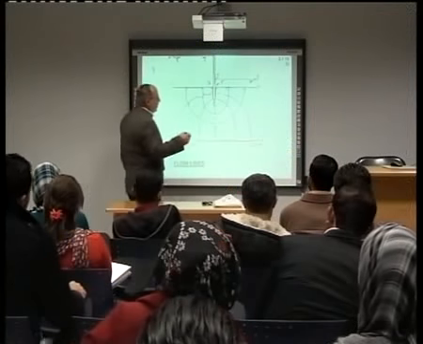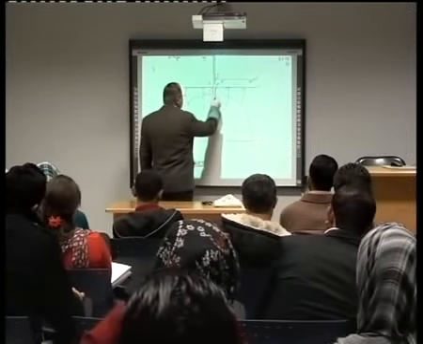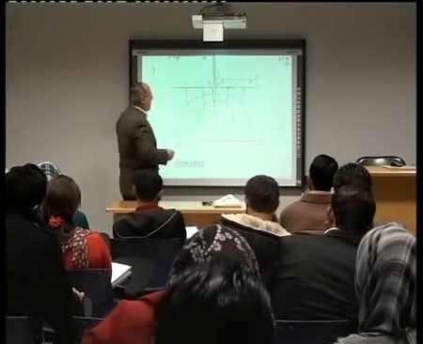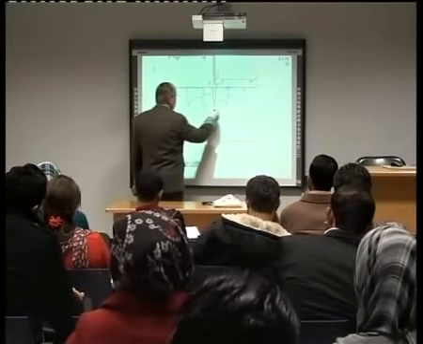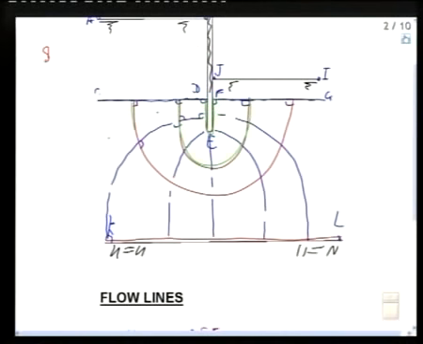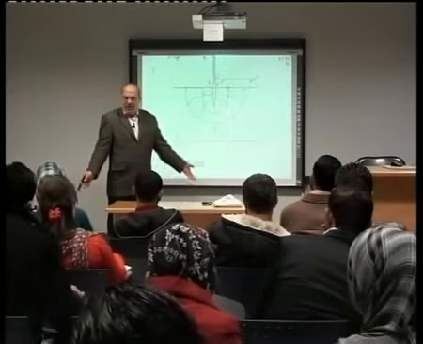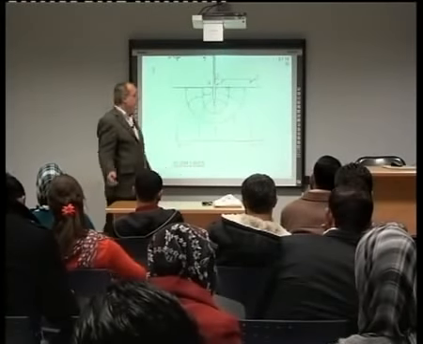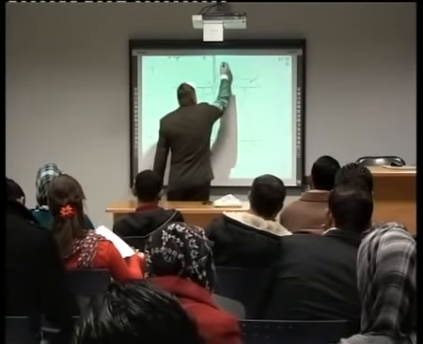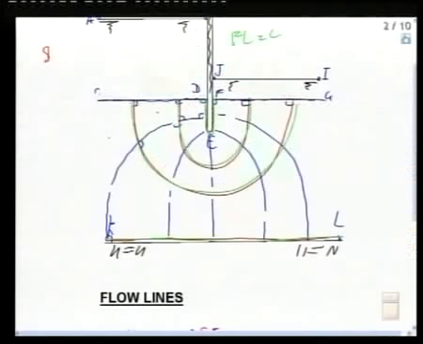The first flow line is this one, right? The second flow line is this one, right? The third flow line is this one, right? The fourth flow line is this one. 4. There are 4 flow lines. So I have flow lines equals 4.